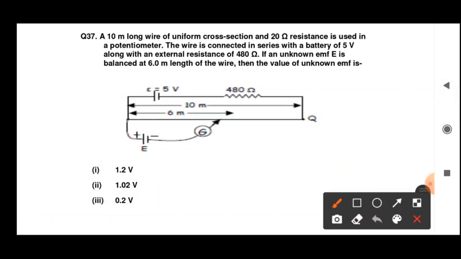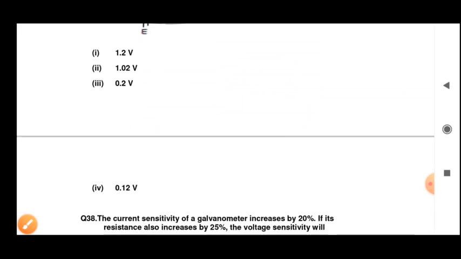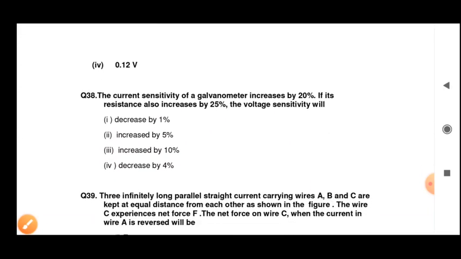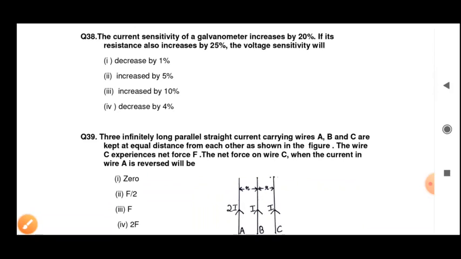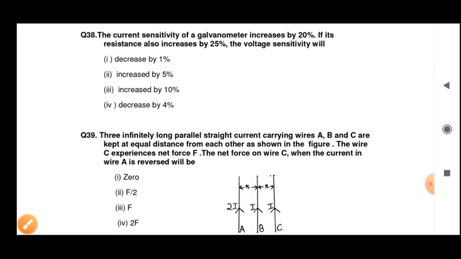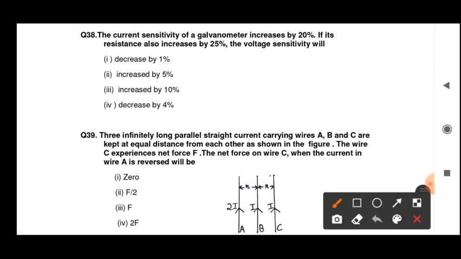So let's see where is our option. Yeah, option number 4 is the correct option. So I think this is now understood by you. This is a little complicated problem. Next question: the current sensitivity of a galvanometer is increased by 20% and its resistance is also increased by 25%, then what will the voltage sensitivity be?